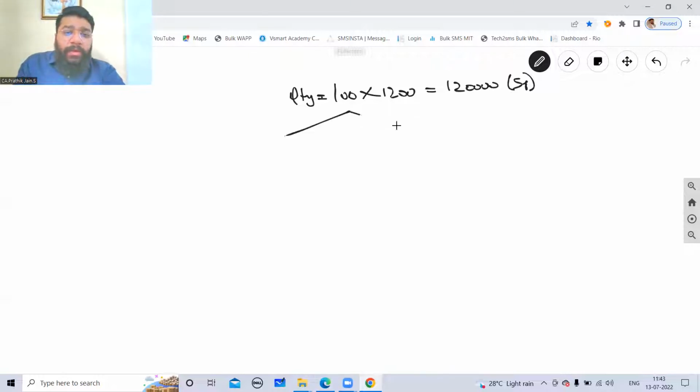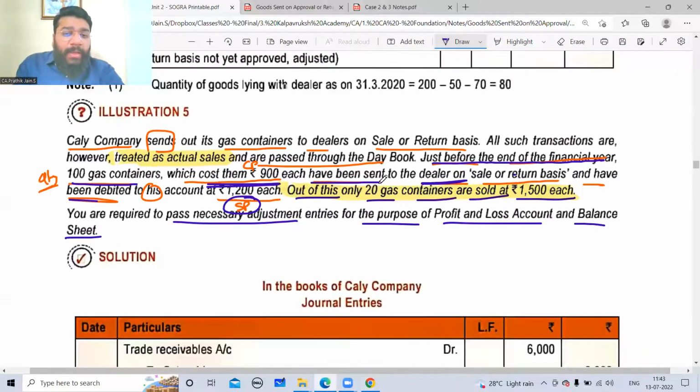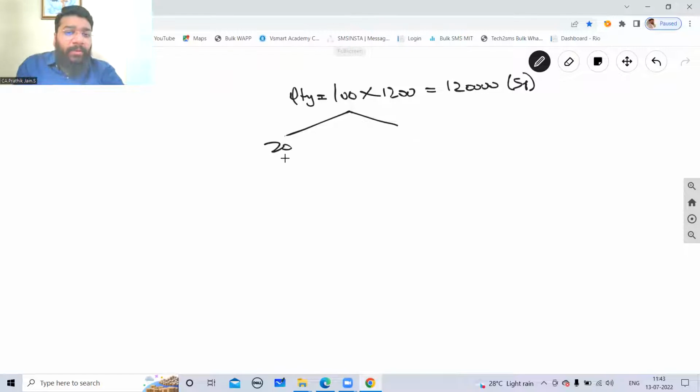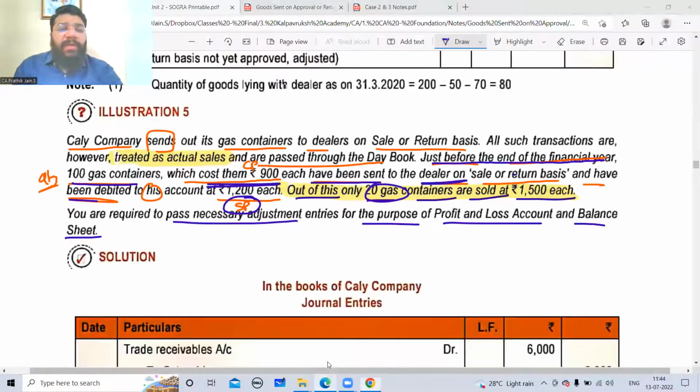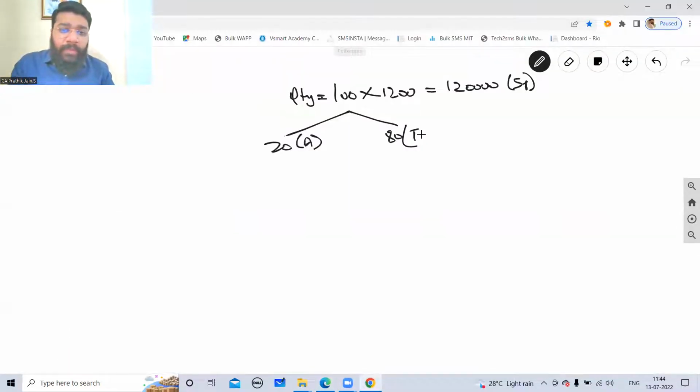Out of this 100 quantity, 20 gas containers are sold. Sold means accepted. So out of this, 20 are accepted, balance 80. Anywhere they mentioned that the time has been lapsed or rejected? Nothing is mentioned, which means time is still there. So time is not lapsed.